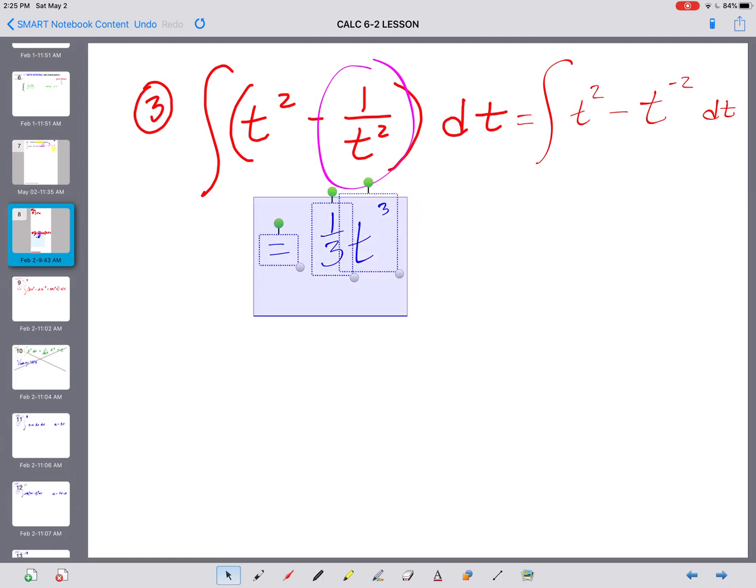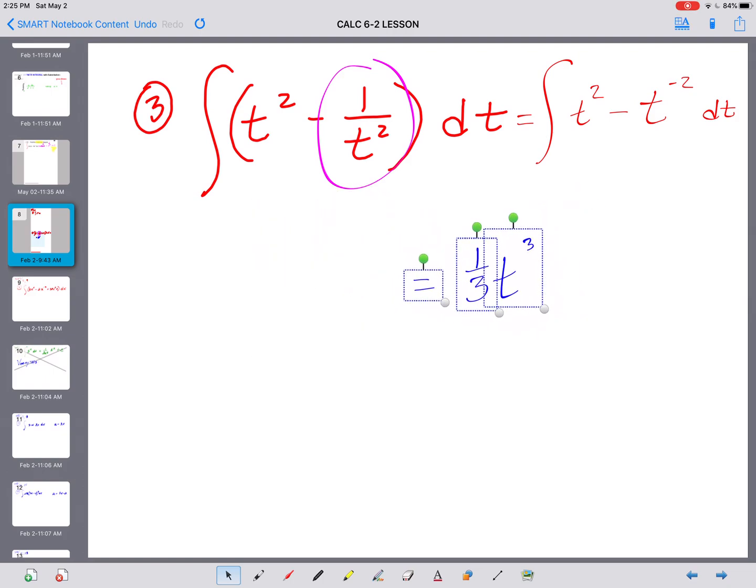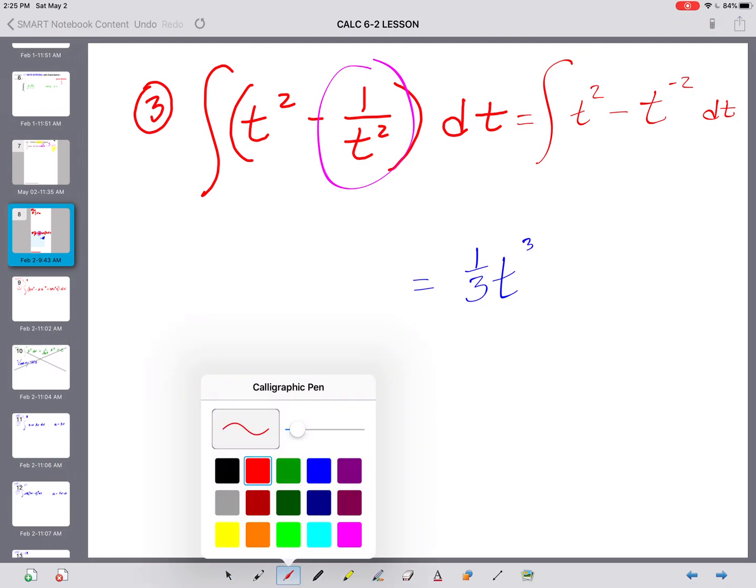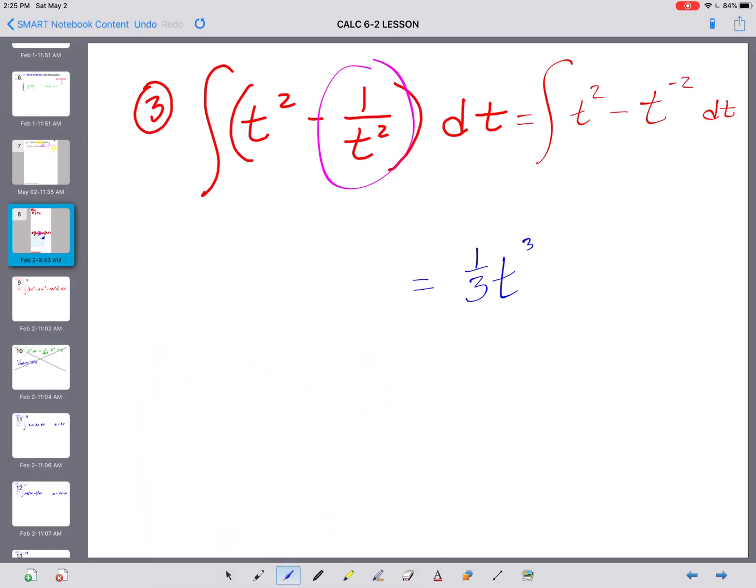Now let's do the antiderivative. We got the first antiderivative: the antiderivative of t squared is 1/3 t cubed. Now, the antiderivative of this. It's going to be t to what power? One number bigger than negative 2. Well, that's negative 1. Negative 1 times what gives me a negative 1? Yeah, just a positive 1.